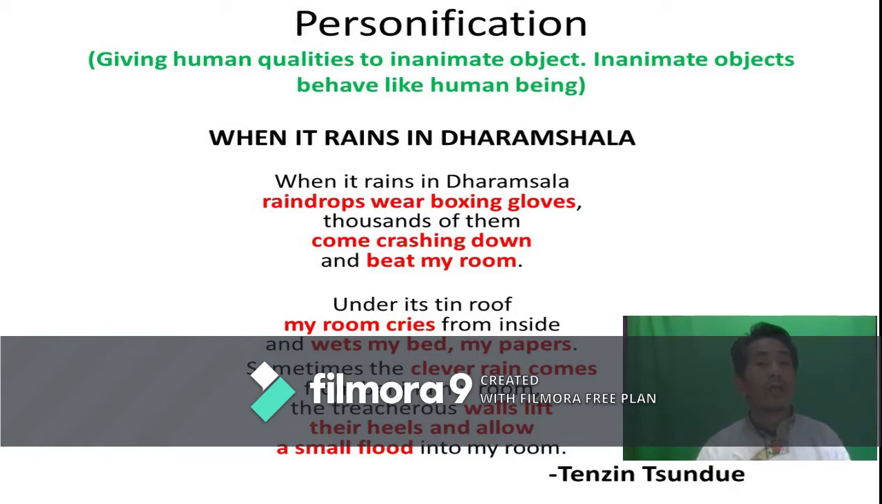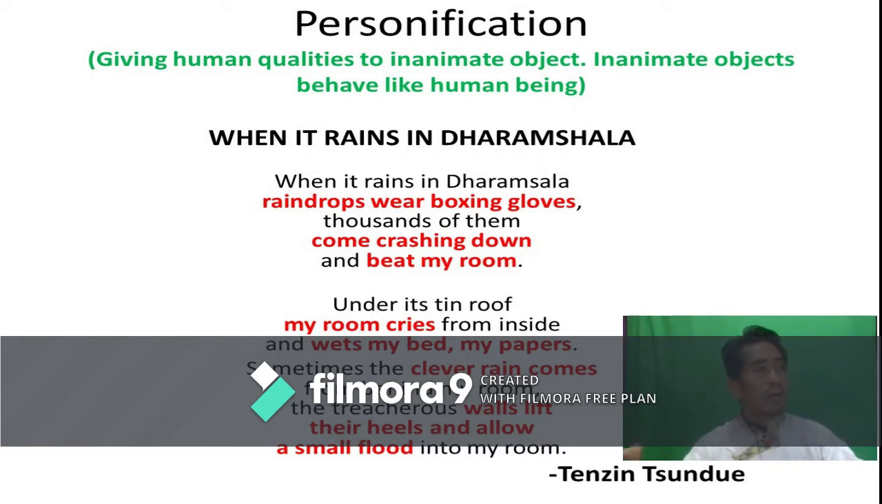They cannot wear boxing gloves. But here personification is being used. So raindrops wear boxing gloves, raindrops come crashing down, raindrops beat my room, no? Crushing, wear, beat, cries, comes, lives, allow, all these are human qualities. All these qualities are given to the inanimate object, and here in this poem, the inanimate is rain. So the rain wears boxing gloves, the rain comes, the rain beats my room. These are examples of personification.